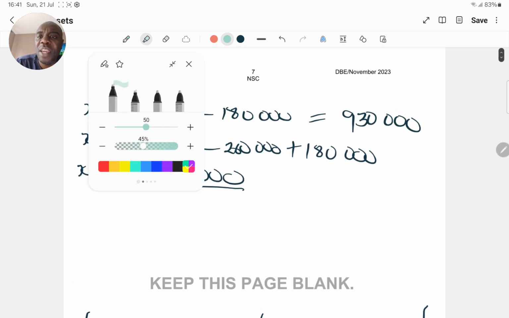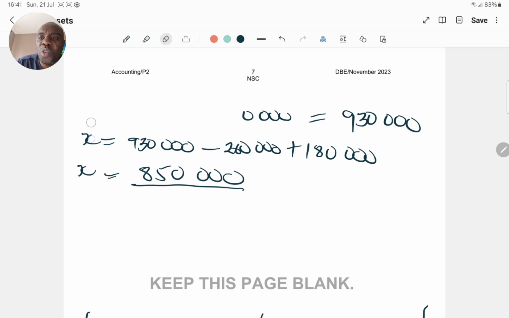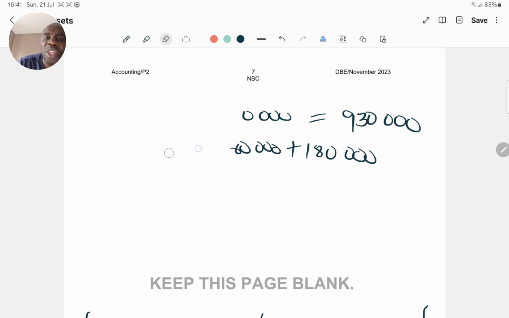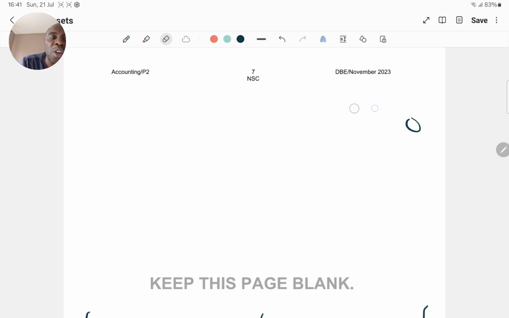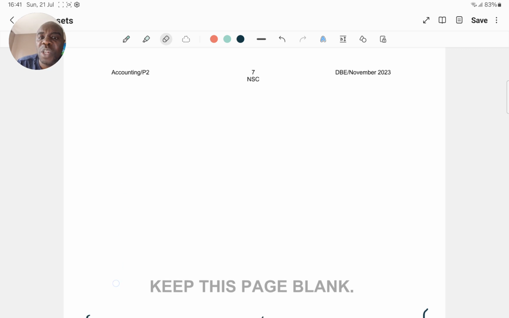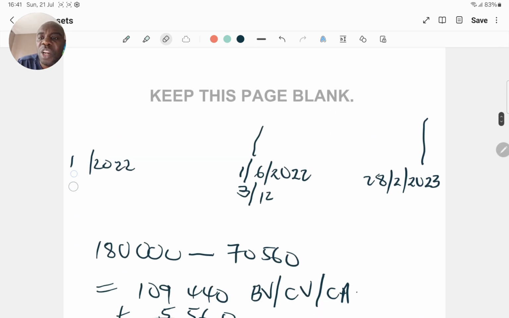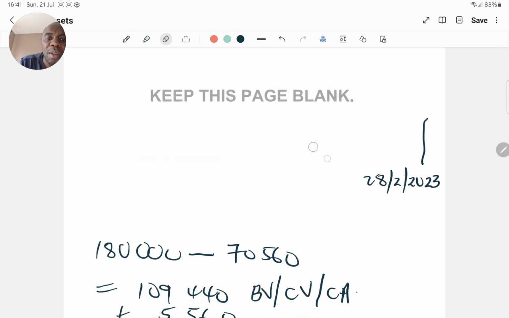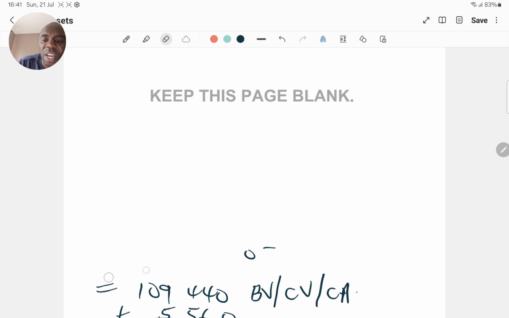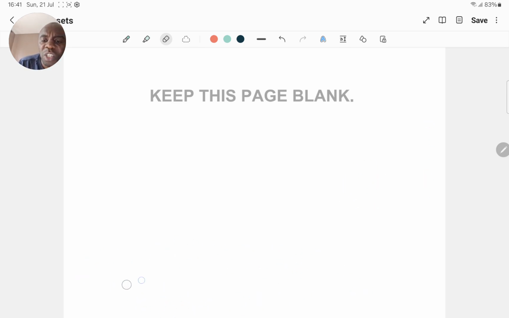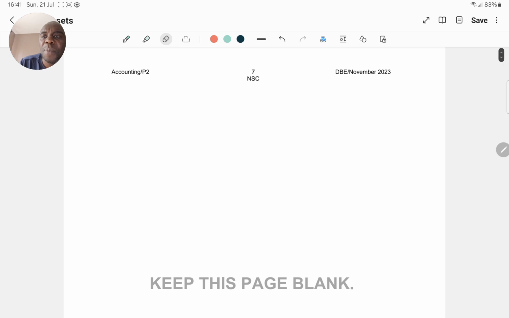Now let's do a mini note 3 to look at how this would have appeared in our note 3. Note 3 is tangible assets, or fixed assets. Let's look at the calculation. How does note number 3 look?